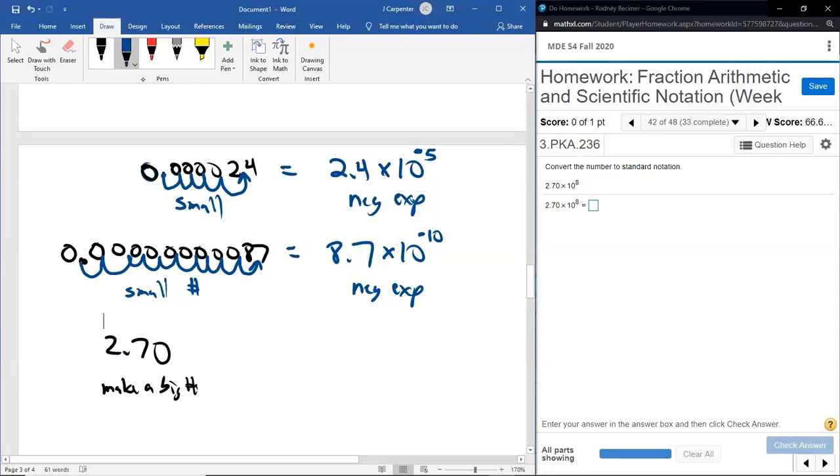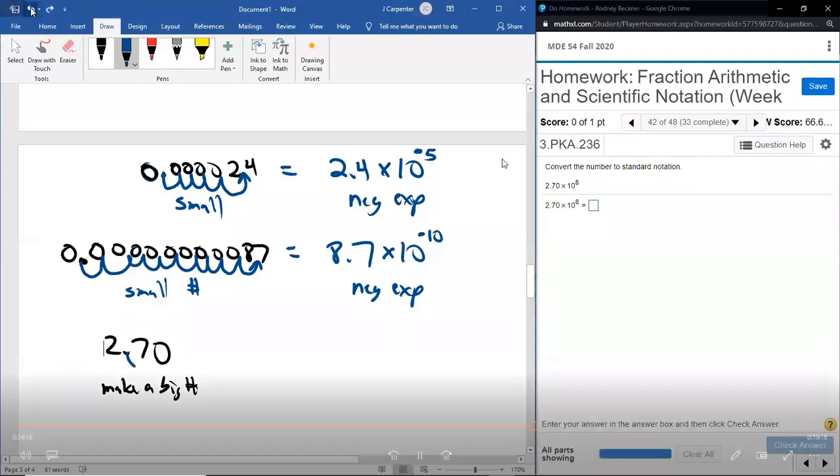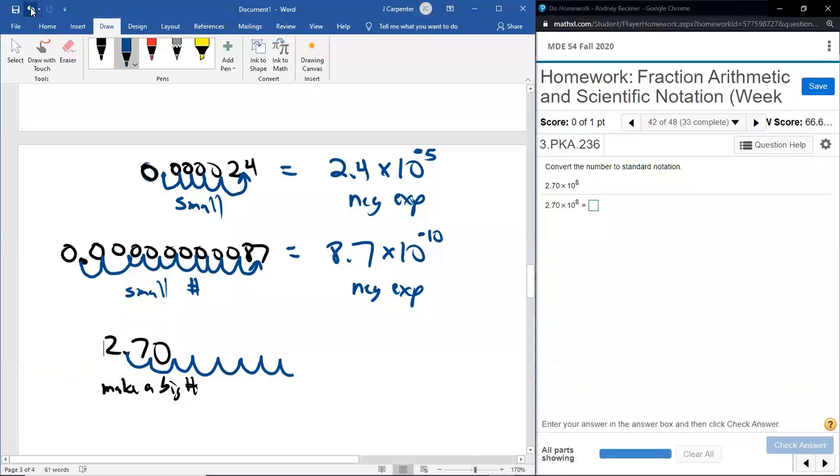If I start moving left, that's 0.2, 0.02, 0.002. These numbers are getting smaller and smaller and smaller. So that would be wrong. That's how you correct yourself. All right, so left is going to make it smaller. Moving it right makes it bigger. 1, 2, 3, 4, 5, 6, 7, 8 times.